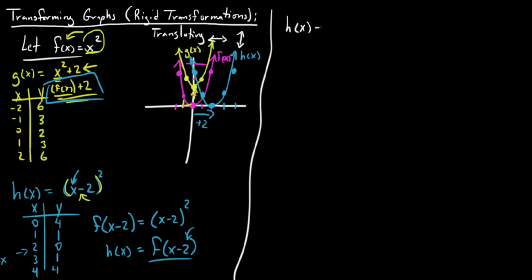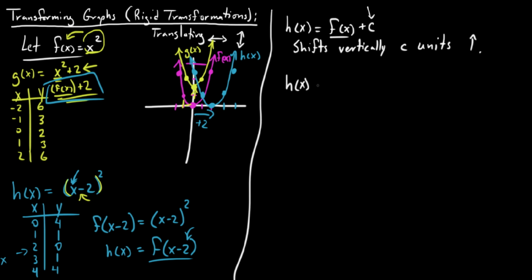Translations. h of x is equal to some original parent function f of x plus c. What this does is shift vertically c units, and in this case, up. It takes the original f of x and shifts it up however many units, c. What if we had another function, h of x, different from the first one, but in this instance it is f of x minus c?